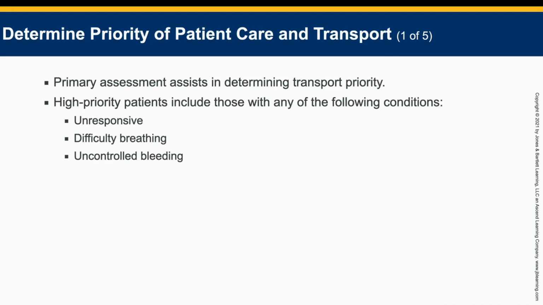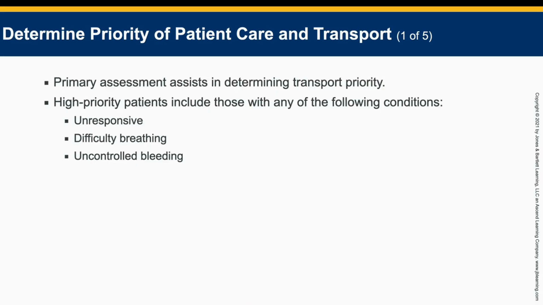Another key purpose of the primary assessment is helping you determine the priority of patient care and treatment. Based on what you find during your assessment, you must decide how urgent the patient's condition is and how quickly they need to be transported to definitive care. Certain findings automatically place a patient into a high risk or high priority category.